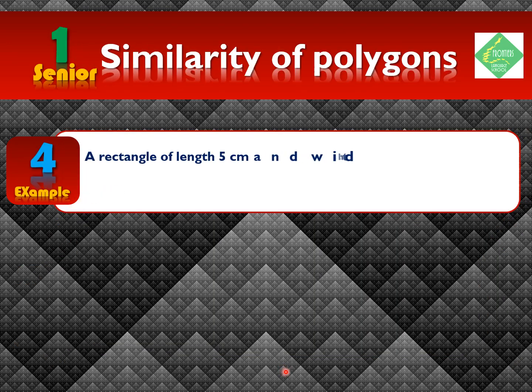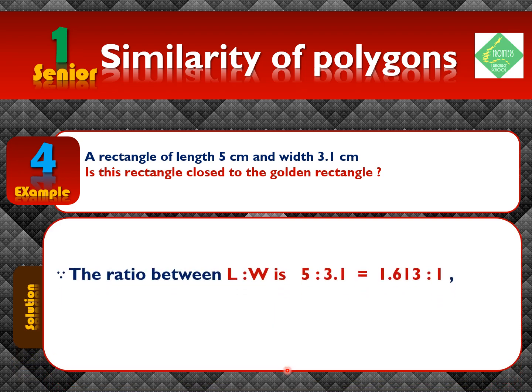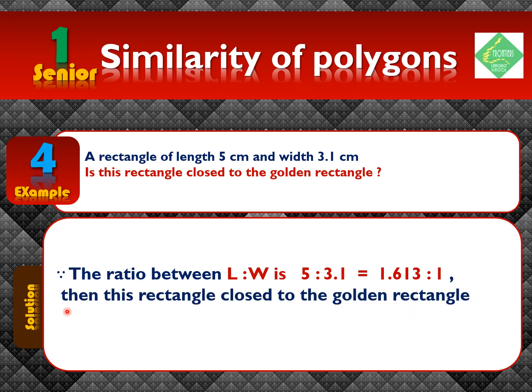Let's take example 4. A rectangle of length 5 centimeter and width equals 3 centimeter. Is this rectangle close to the golden rectangle? What is meant by golden rectangle? You have to get the ratio between length and width, and it must be equal to 1.618 to 1. If you get the ratio between length and width, 5 to 3, you get already about 1.6. So this rectangle is close to the golden rectangle. Don't forget this ratio, important ratio.